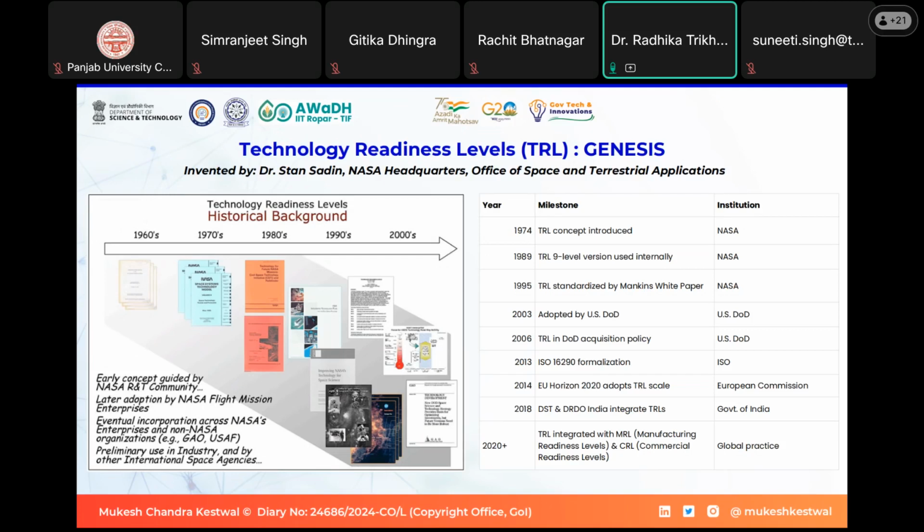Very beautifully, BIRAC is one agency, if you all are aware, that's Biotechnology Industry Research Assistance Council. So they have adopted TRL levels. DRDO जो हमारे डिफेंस के है, they have adopted TRL levels. Then DST has adopted for number of projects. Whenever you are applying for projects, the TRL is one of the criteria that you are working on. So just to give you genesis how it all started, it started way back in 1960.